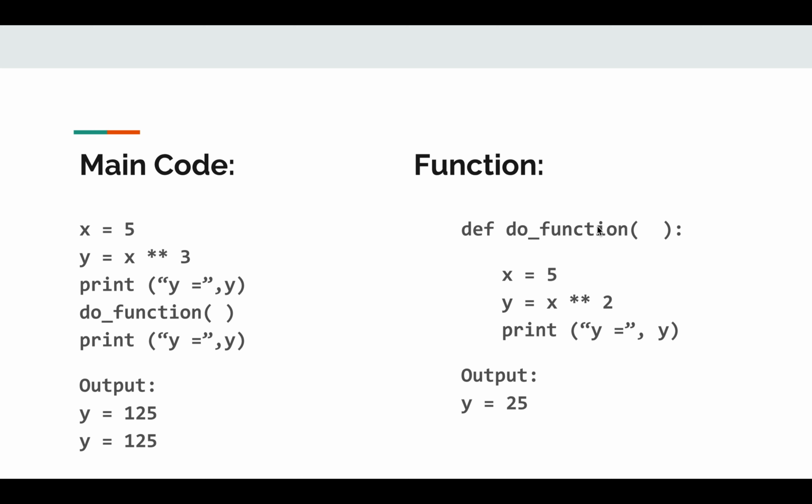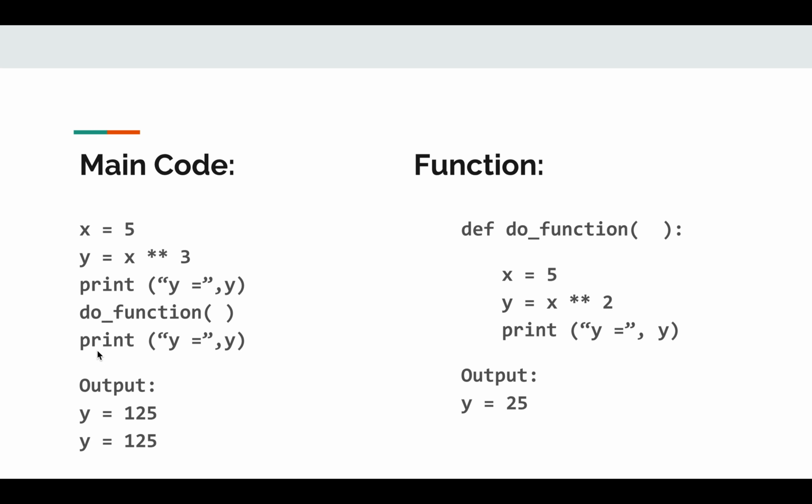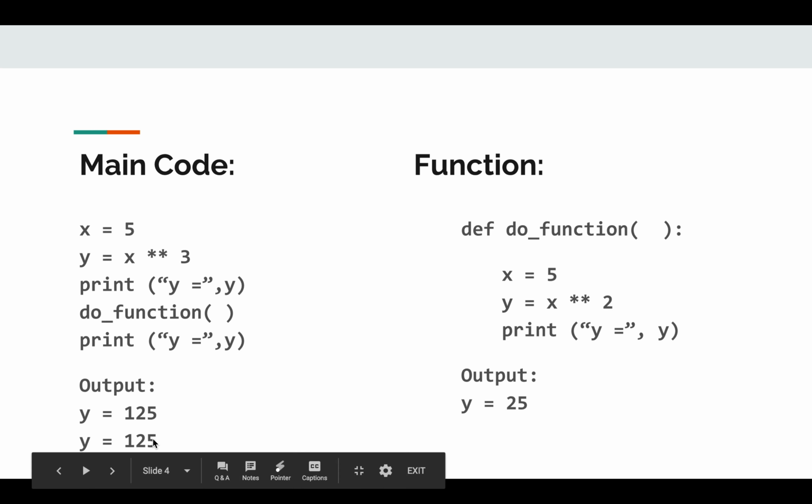So we go over here to the do function. It's not taking any parameters, but it is doing something. Look, it has its own variable called x, and it made it equal 5 again. And then this time the y is x squared, and it prints out the answer. So of course this is a silly example, but the variables are what we're concerned about here, not what the function is actually doing. And so here it prints out that y is 25. And then you go back over here, because once the function's done, it comes back here and prints y again. And now it's 125 again.